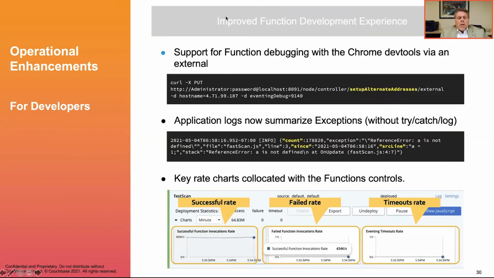We also have a few other operational enhancements. The ability to set up an alternate address, which is like a tunnel to get through NAT, which helps the eventing debugger. The application logs now summarize your exceptions. Instead of sending them across all functions into a common eventing.log, they summarize them and send them to each function's specific application log, which is very helpful. The key rate charts are now co-located with your function controls, just like the statistical counts that are numeric.